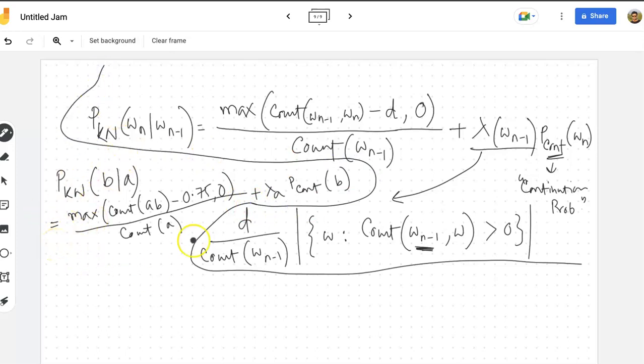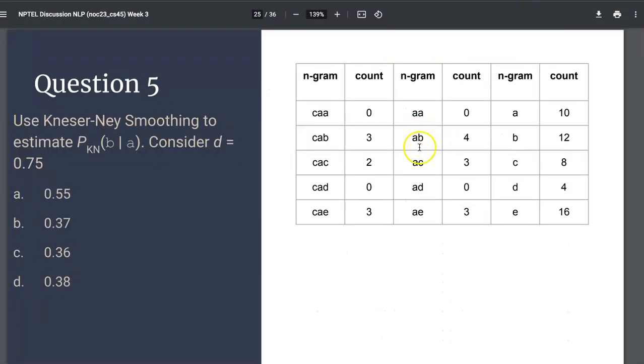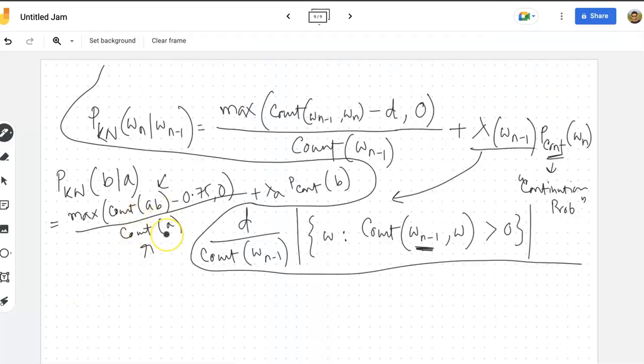Now see, we already know count of AB from the table, since the table is given. We also know count of A. So this part is already known. What are the unknowns here? The unknowns are lambda A and the continuation probability of B. But both can be calculated.